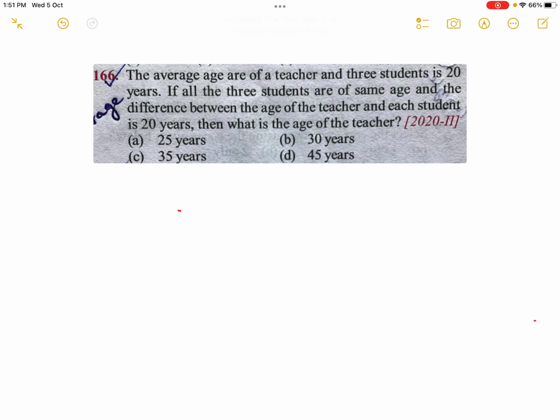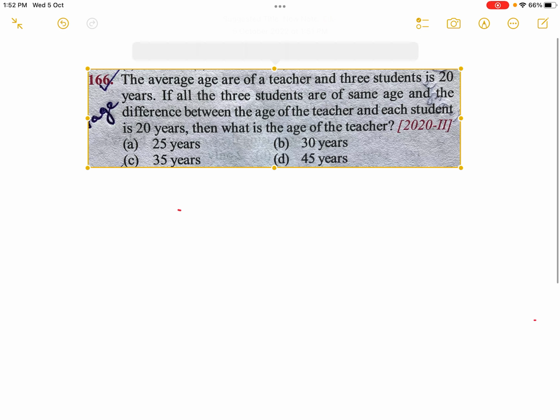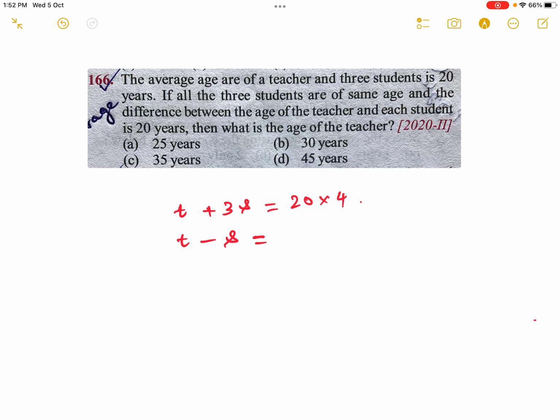The average age of a teacher and 3 students is 20, so 20 into 4 rather, 3 students plus 1. This is the sum total of the age. If all 3 students are of the same age, and the difference between the age of the teacher and each student, teacher minus s, would give 20 years. It's given clearly. Then what is the age of the teacher?